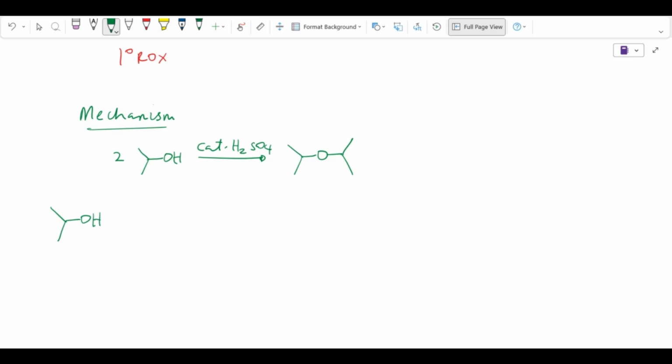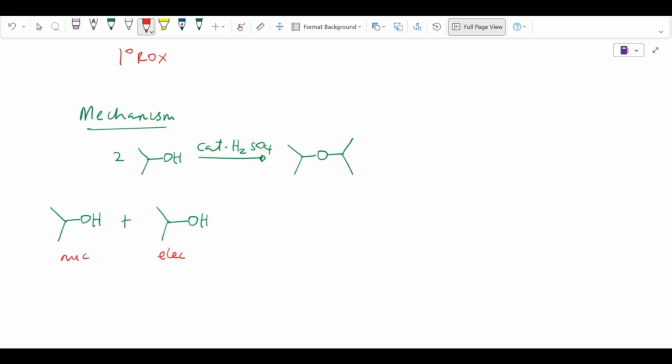So whenever a reaction is taking place under acidic conditions, the first step of that reaction is going to be protonation. That's going to be the very first step of the reaction. And why are we protonating? So when you have two compounds like this, one of them is going to be your nucleophile, and the other one is going to be the electrophile. So let's say this is a nucleophile, and here is our electrophile.